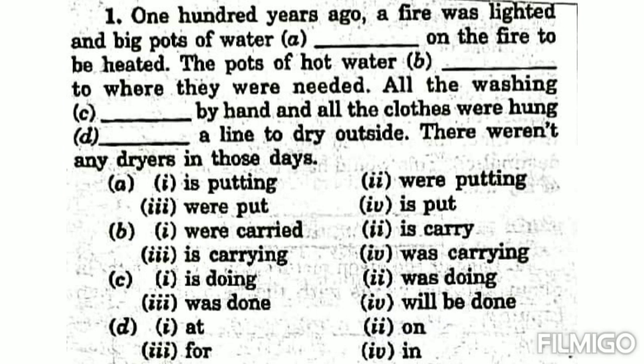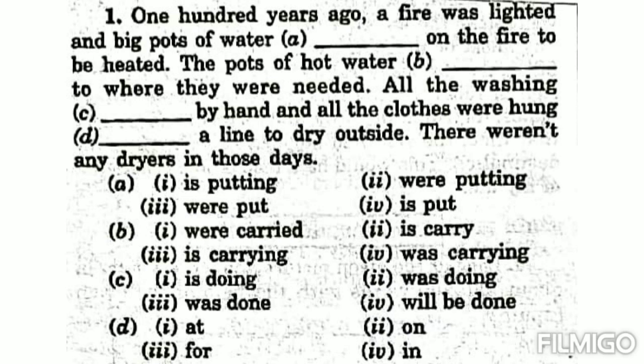100 years ago, a fire was lighted and big pots of water blank. And the name of the blank is A. As you can see, it is put in the bracket. Okay. On the fire to be heated, the pots of hot water blank. And the name of the blank is B point. To where they were needed.